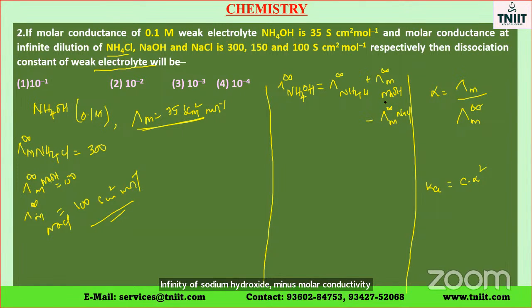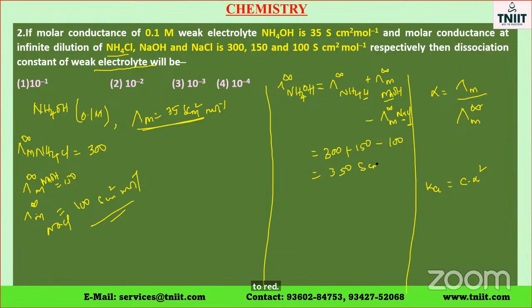So what happens? This sodium and this sodium get cancelled. This chlorine and this chlorine conductivity will get cancelled. So we have only ammonium ion and also hydroxyl ion. Therefore, it will be conductance of ammonium chloride is 300 plus sodium hydroxide, it is 150 minus for sodium chloride, it's 100. So it will be 350 Siemens centimeter square per mole. This is the molar conductance of ammonium hydroxide at infinite dilution.